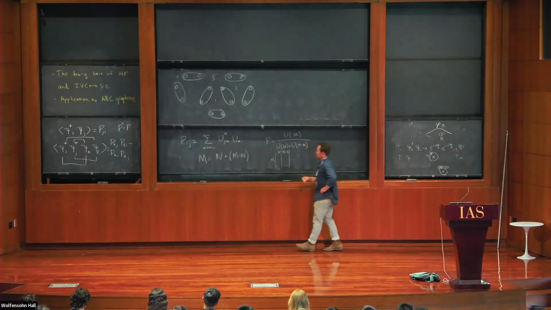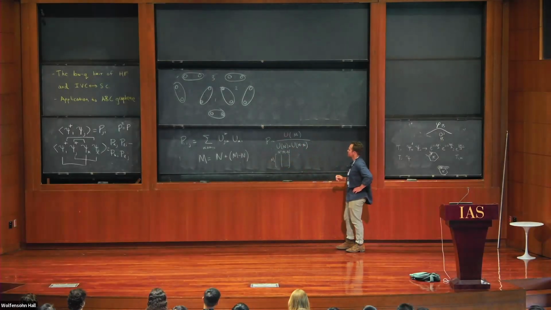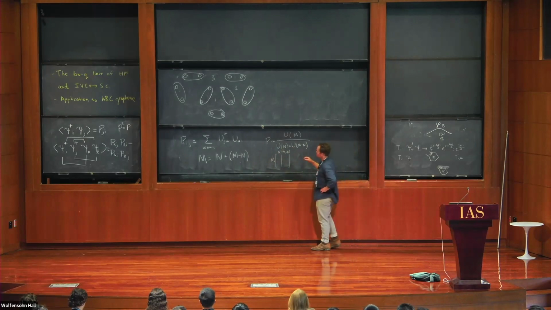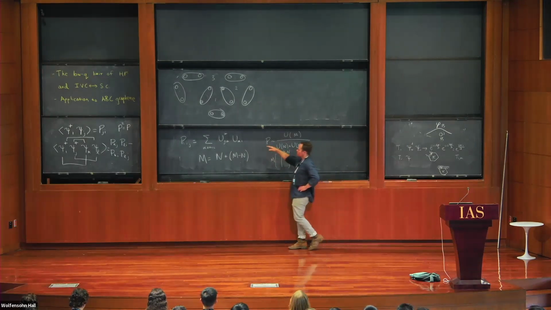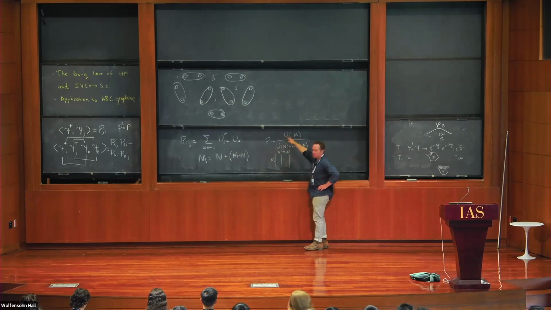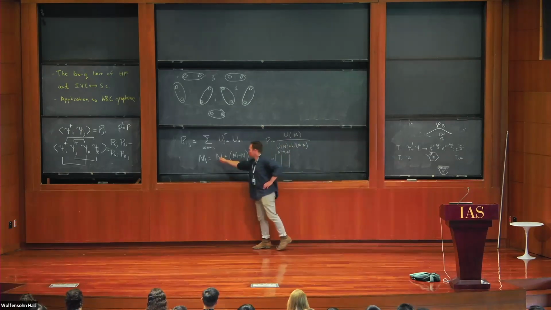A couple good questions came up during the break, so maybe I'll just answer them. One is, why is this P? Got it. So again, we're going to fill n electrons in orbitals.